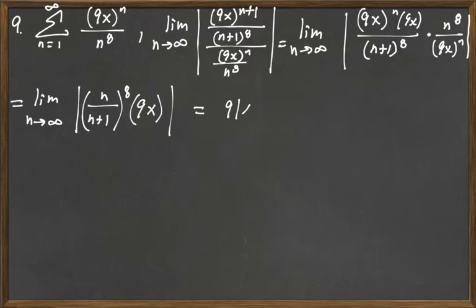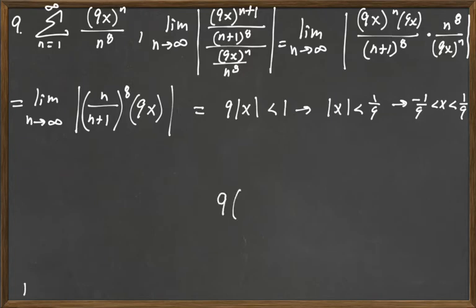The limit as n goes to infinity of n over n plus 1 is going to go to 1. Raised to the 8th power will just be 1. And so this limit is going to be 9 times the absolute value of x. And that's going to be less than 1 when the absolute value of x is less than 1/9. So we have x needs to be between negative 1/9 and positive 1/9. So let's go ahead and check those endpoints. So if we have 9 times negative 1/9 to the n, that's going to be negative 1 to the n.